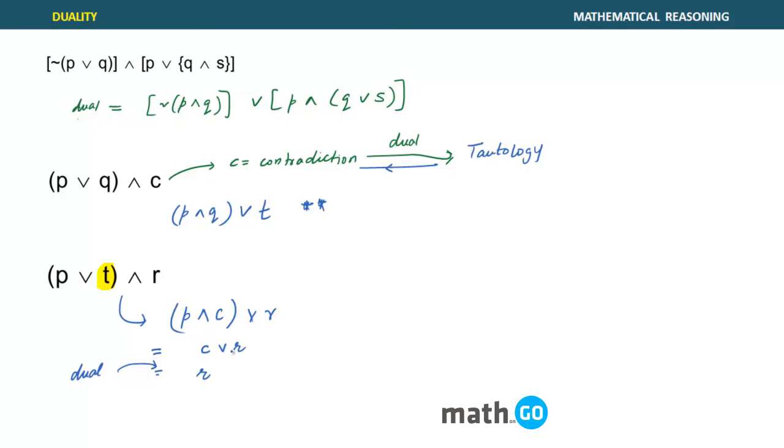You can also further reduce this. If you want to solve this, what will be the answer then? You have P and Q or tautology. So what is A or tautology? Can you tell me? This is nothing but tautology always. So the dual of this is nothing but always tautology. This is how you can simplify these statements.